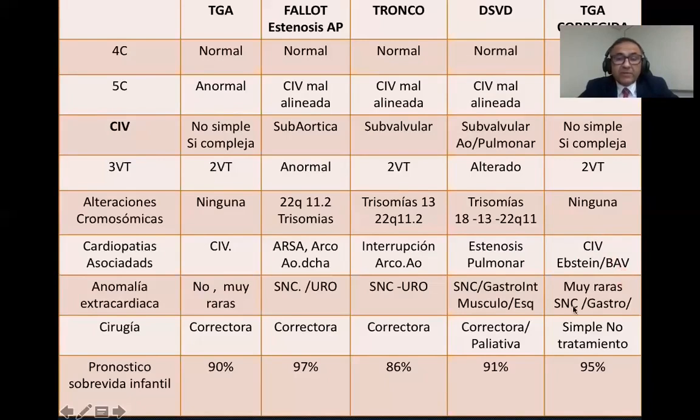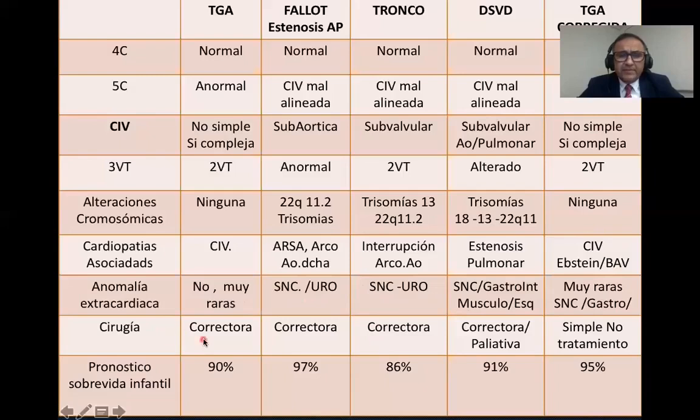and complete atrioventricular block. Extracardiac anomalies in transposition are very rare. In Tetralogy of Fallot and Truncus Arteriosus, there are CNS and urogenital anomalies. In DORV, central nervous system, gastrointestinal, and musculoskeletal anomalies, and in congenitally corrected transposition of the great arteries, extracardiac anomalies are very rare.